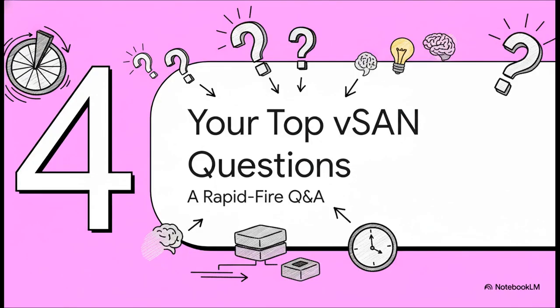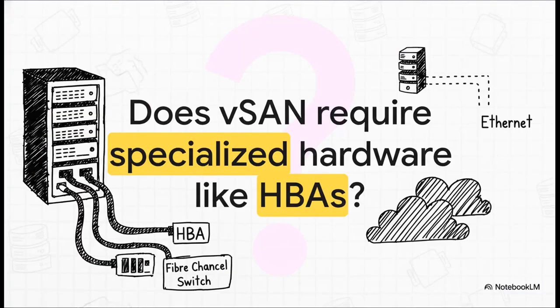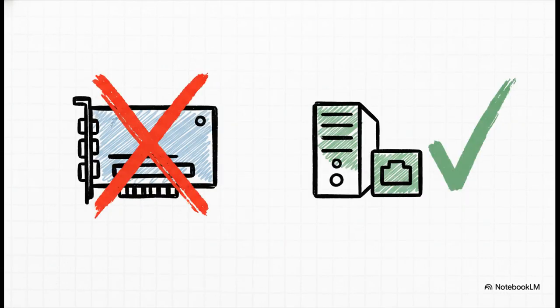All right, let's switch gears. We're going to do a rapid-fire Q&A and tackle some of the top questions we always hear about vSAN. Ready? Let's do this. Okay, first question, and it's a big one. Do I need all that specialized, expensive stuff like fiber channel switches and host bus adapters that you need for a traditional SAN? And the answer is a big, fat no. Absolutely not. vSAN is specifically designed to run on the standard network cards that are already in pretty much every server out there. No fiber channel, no special HBAs, none of that.